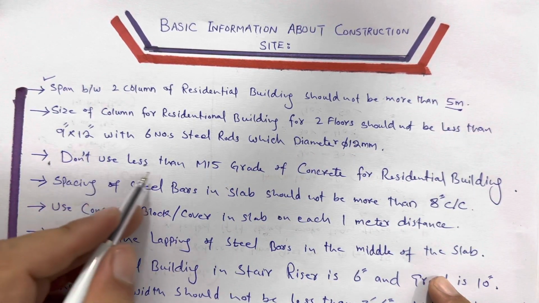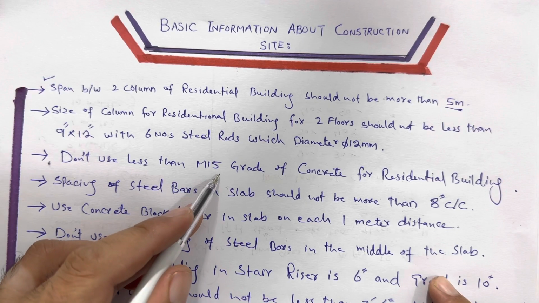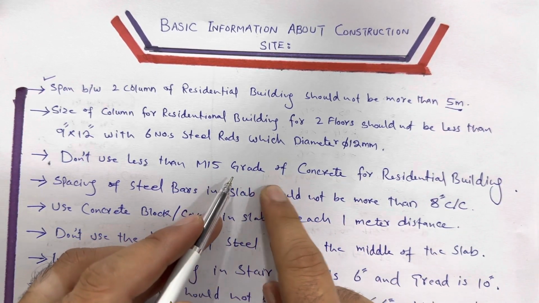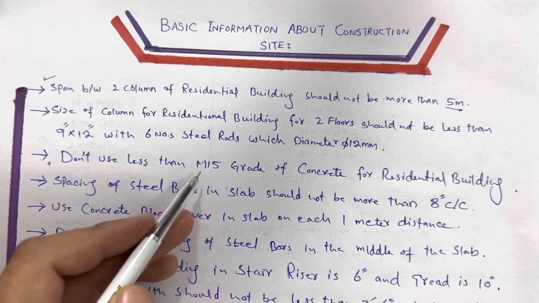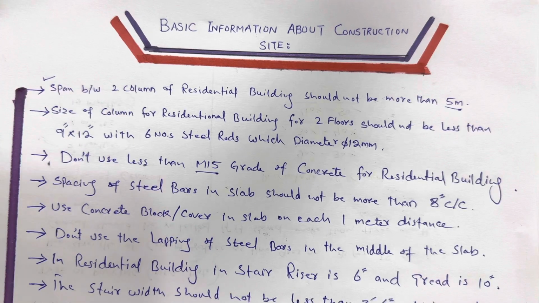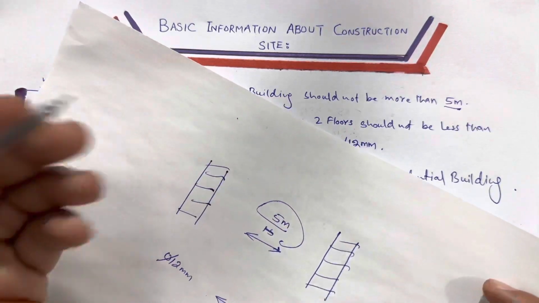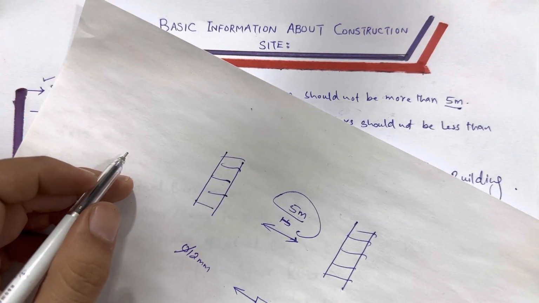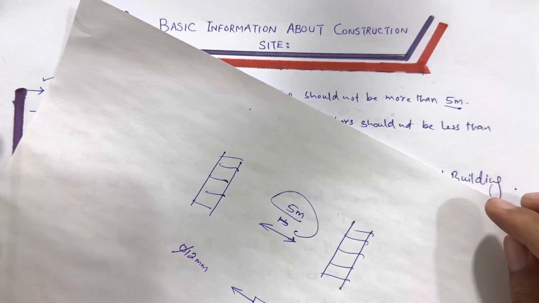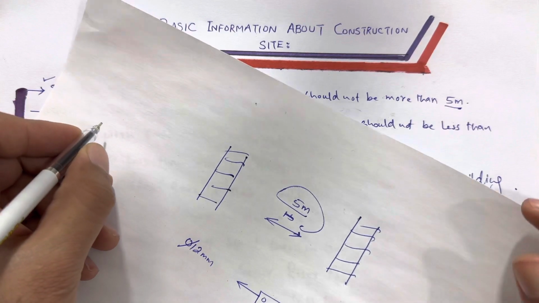Next, guys, don't use less than M20 grade concrete for residential building, M15 grade of concrete, sorry. Don't use less than that, because as you know what is grade of concrete. If you don't know, the link is in the description of this video, or you can search on YouTube for grade of concrete. In my YouTube channel you will find about the grade of concrete.